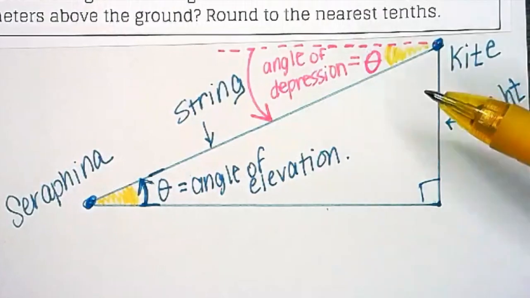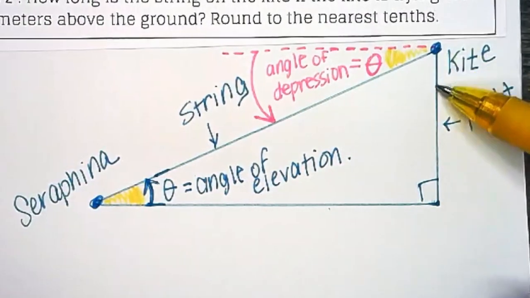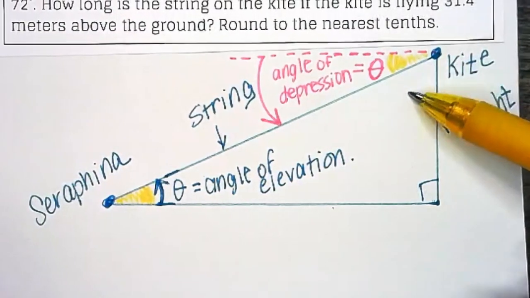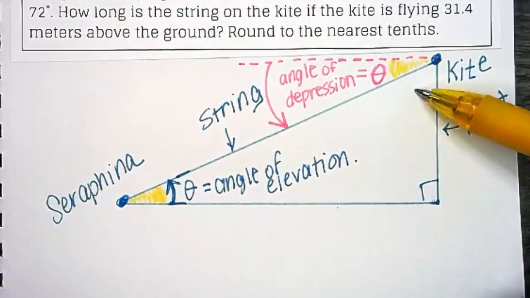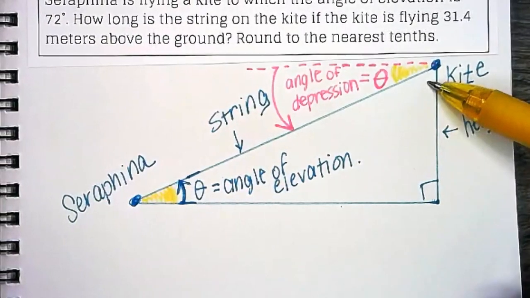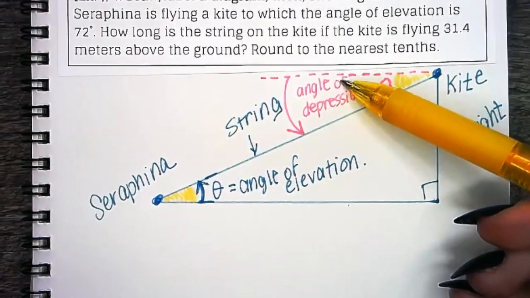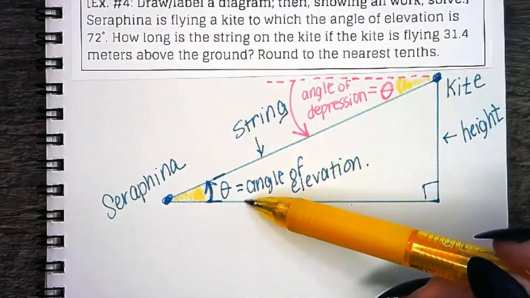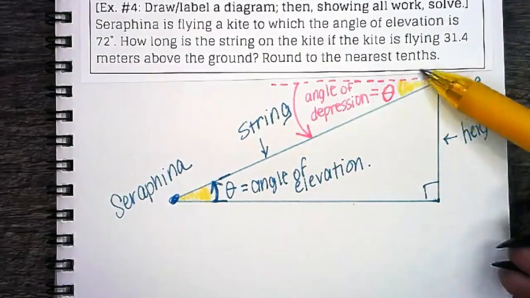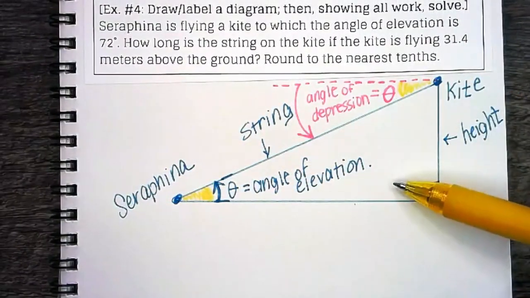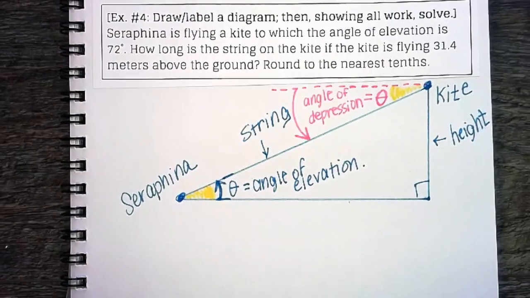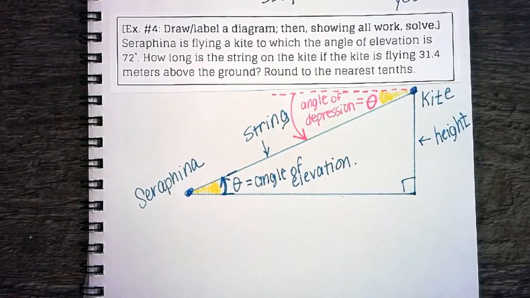The angle of depression is never between this vertical line and the hypotenuse. That is not your angle of depression. So if you see that in a problem, please do not put angle of depression. Don't put it here. Angle of depression, if you're not sure, think about where would the angle of elevation be and make it alternate interior. Okay? So from here, we're going to fill in our measurements.